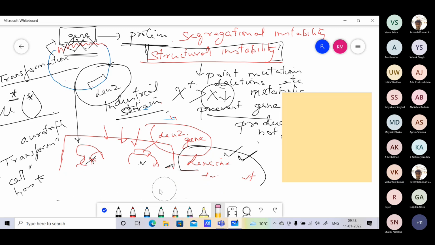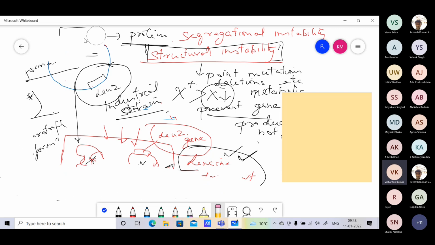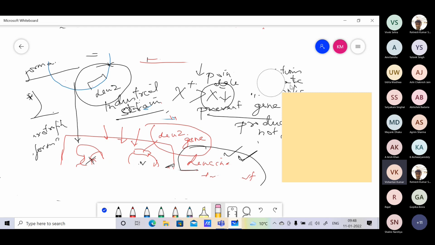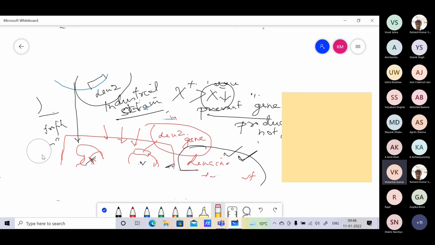I had a question. Yeah, please go ahead. So industrially, which of these instabilities are more prevalent, segregational or structural?